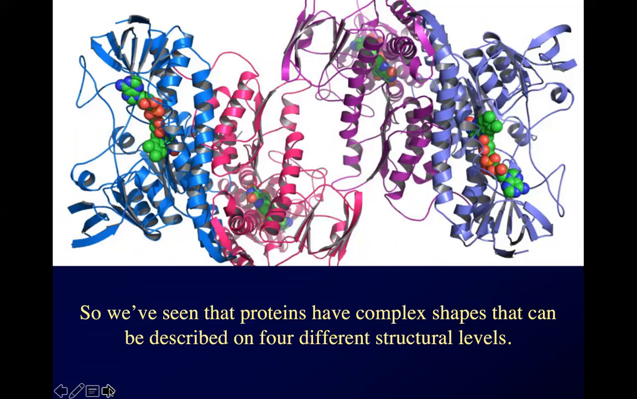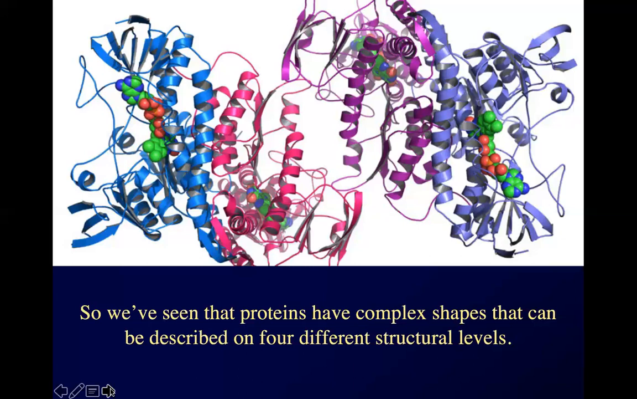So, this is a lot. Proteins have these complex shapes, and we can describe the shapes on 4 different structural levels. We can talk about primary structure, that's the order of the amino acids. Secondary structure, we're talking about parts of that chain of amino acids that fold up into helixes or sheets. Tertiary structure is how the entire thing folds up together. And quaternary structure is how several different chains of amino acids may fit together to make a structure that's even larger.